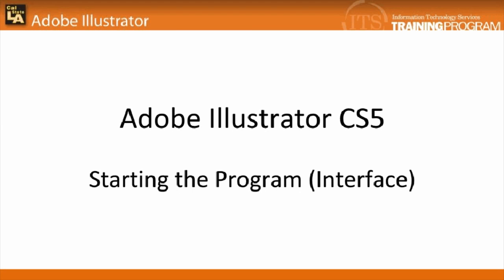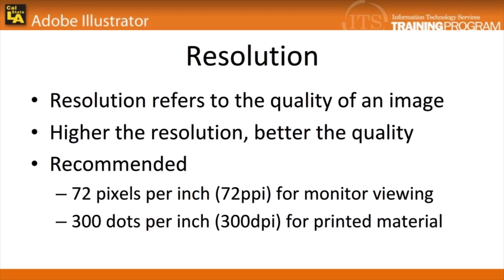Before we begin exploring Illustrator's interface, let's define a few key terms to help us better understand what Illustrator can do. When dealing with digital images, image quality or resolution is an important component in project management. Resolution refers to the quality of an image and is measured in pixels per inch, or PPI, for monitor viewing, and dots per inch, or DPI, for printed material.